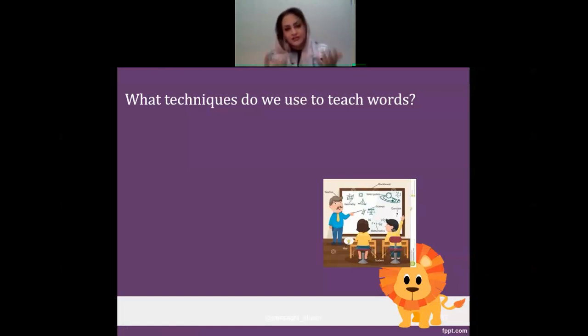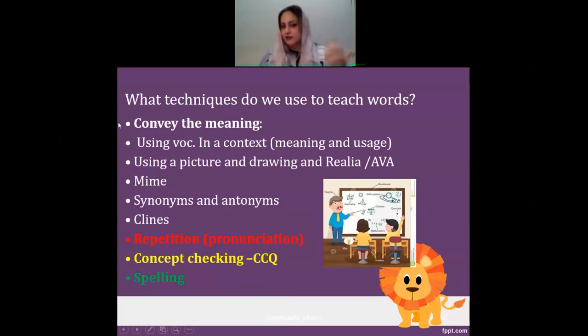Miming. Bravo. Very good. So when we want to teach new words, as you said, we work on meaning, pronunciation, usage, and also spelling. So to convey the meaning, we can use audiovisual aids like pictures, drawing, realia. So look here. You show it to your student and say, what is it?